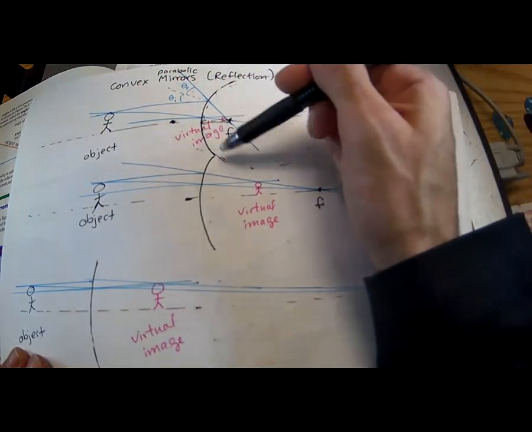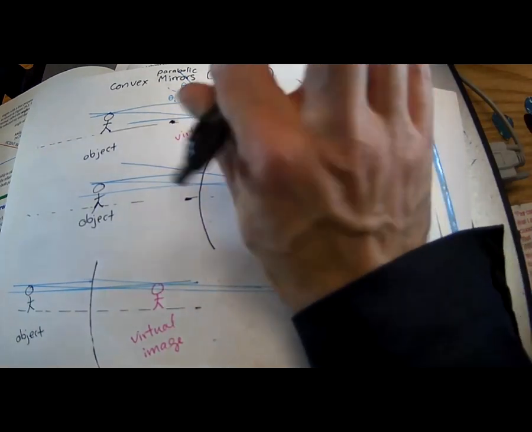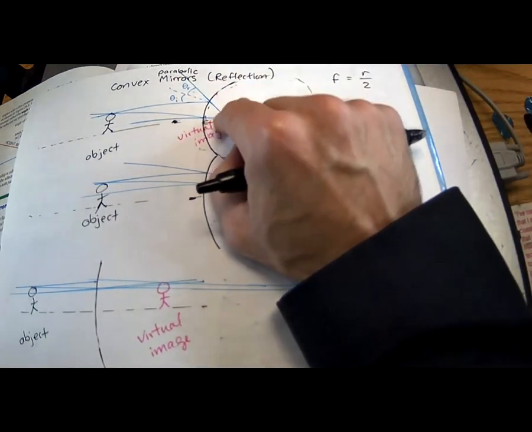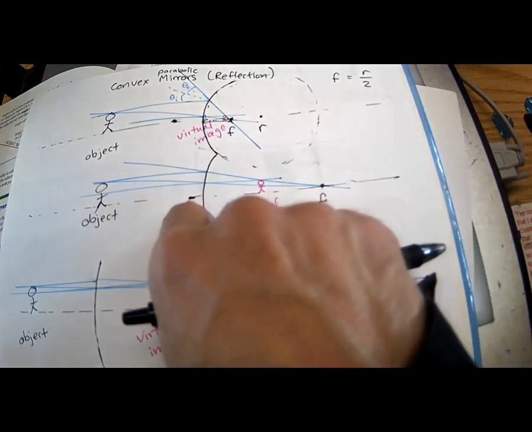Now, of course, there's no light that's actually crossing the surface. This is a mirror, right? It's all on the left side. This is all that's really going on. But you can extrapolate backwards to figure out what the result's going to be.